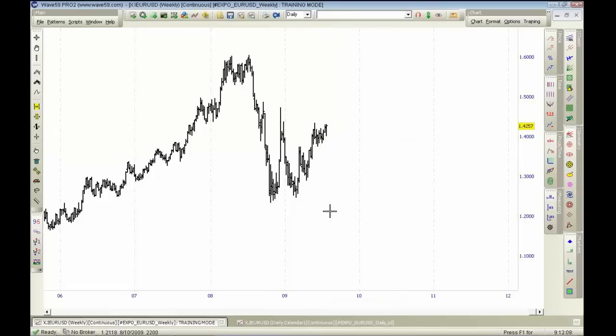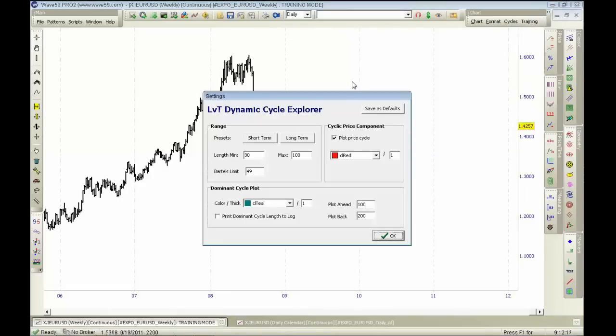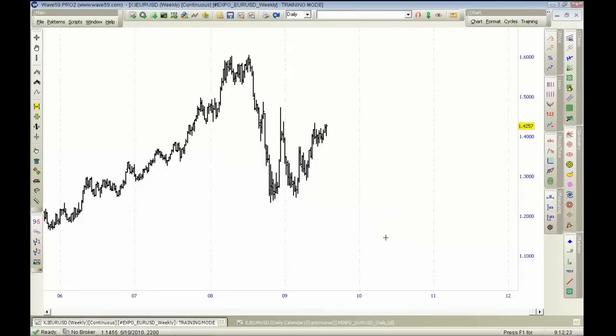We are in the middle of 2009 here in the running uptrend, and now I will apply the cycles tool. So we just open the tool set and apply the Dynamic Cycle Explorer, put it on the chart, just set one reference point, and what pops up is what you have seen in my explanation.